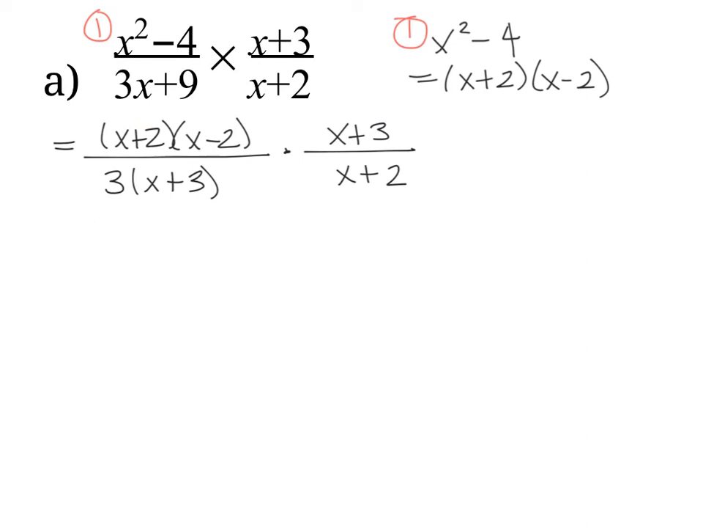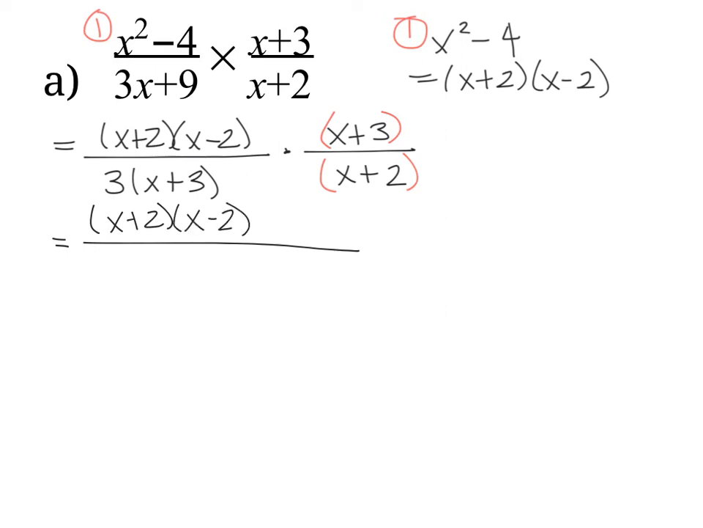Really important, add some brackets here, so there are implied brackets. So when we multiply them, the numerator is going to be x plus 2 times x minus 2 times x plus 3. And remember, we don't want to expand anything because we want everything factored so we can look for common factors in the numerator and the denominator.